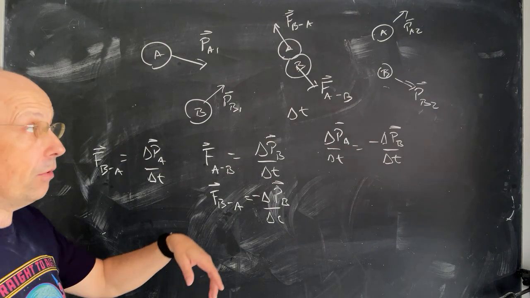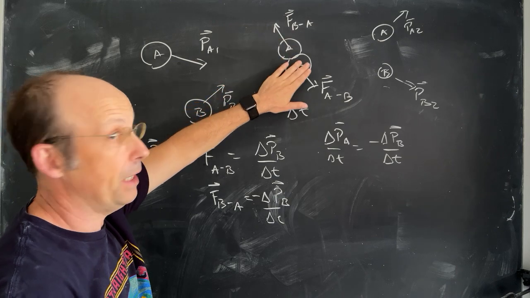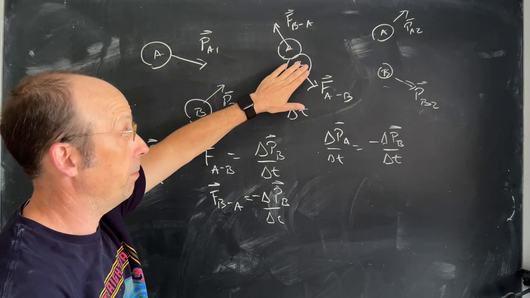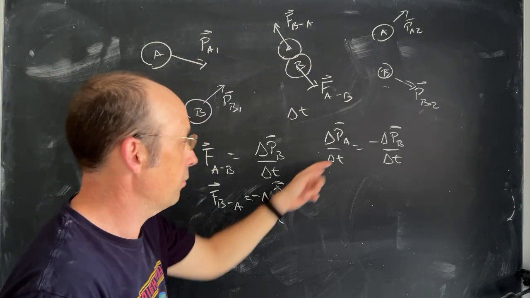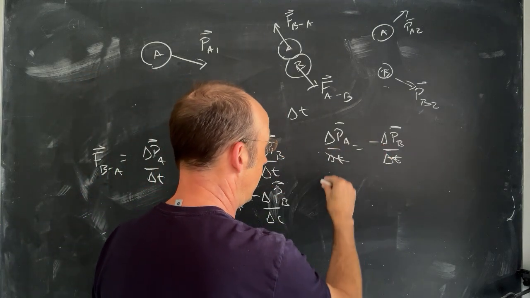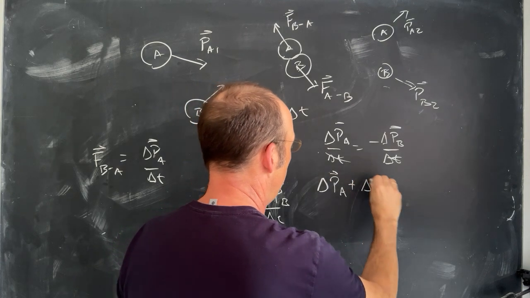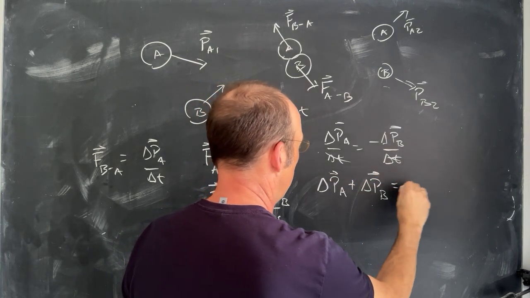Now, one last thing to make this super awesome. It's impossible for the time interval for the interaction of A to be different than the time interval for the interaction for B. They're the same. It's the same time interval. So these delta T's are the same, so they cancel. And I'm going to add this to the other side. I get delta PA plus delta PB equals 0.